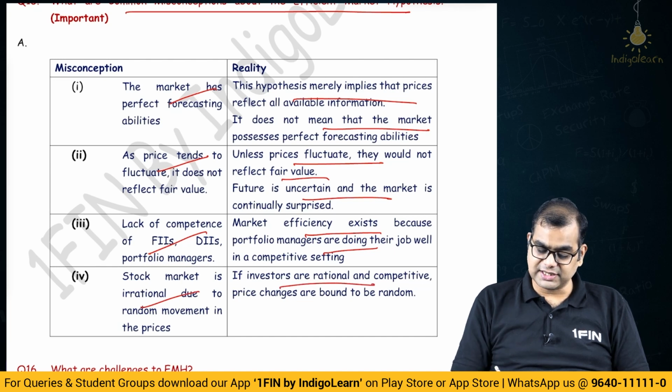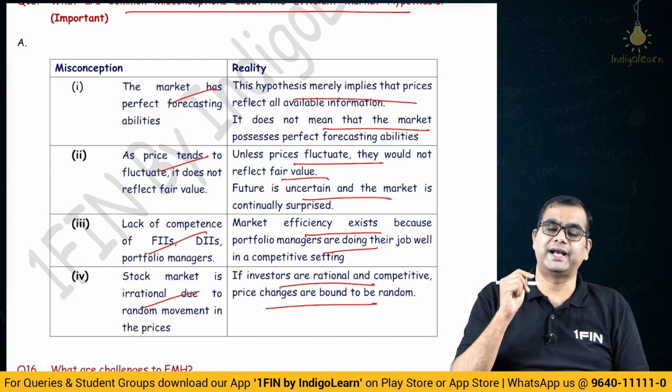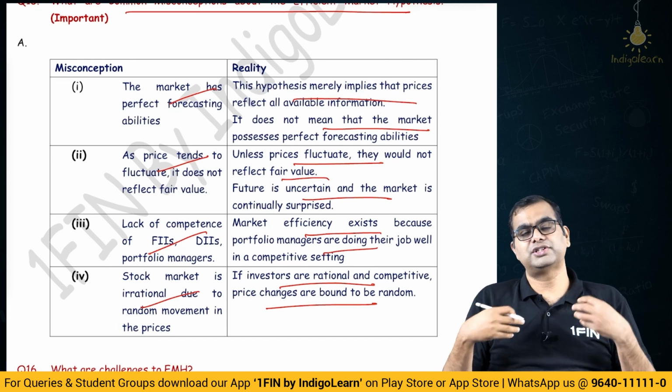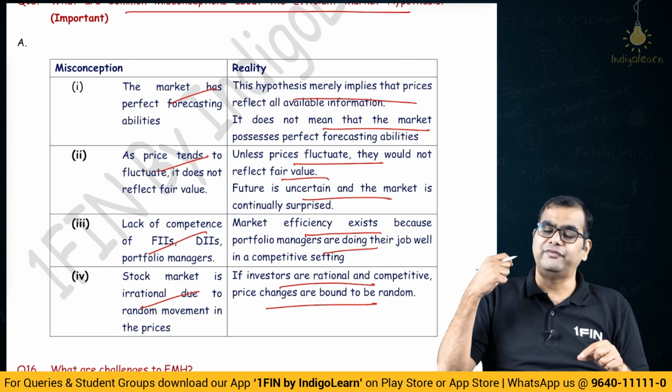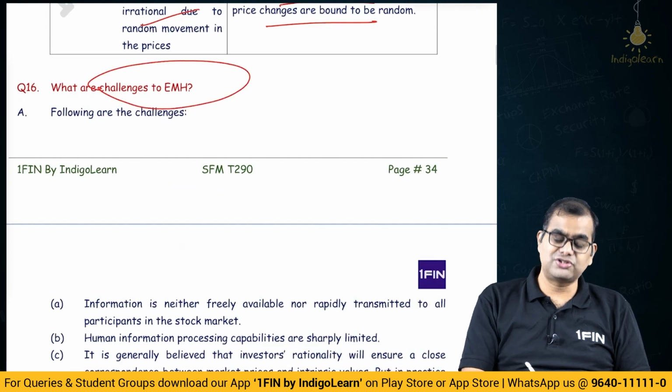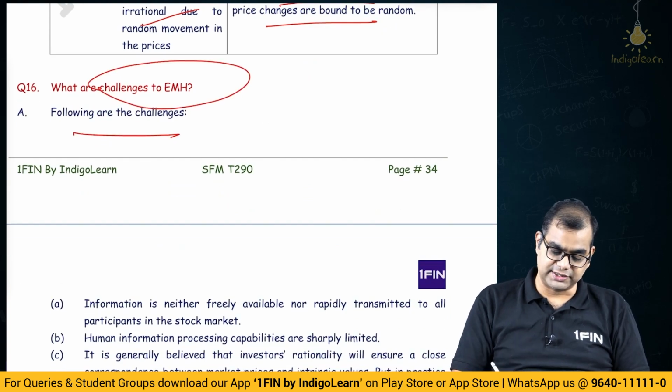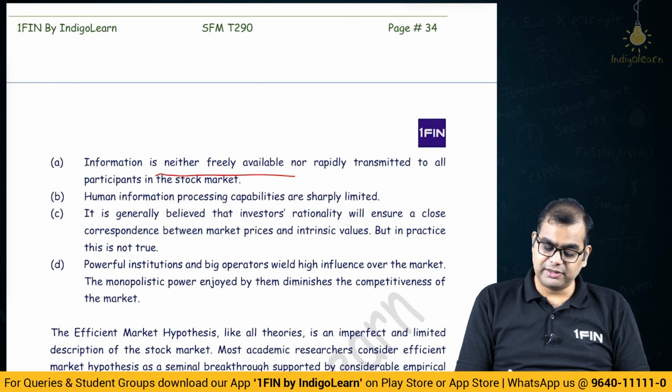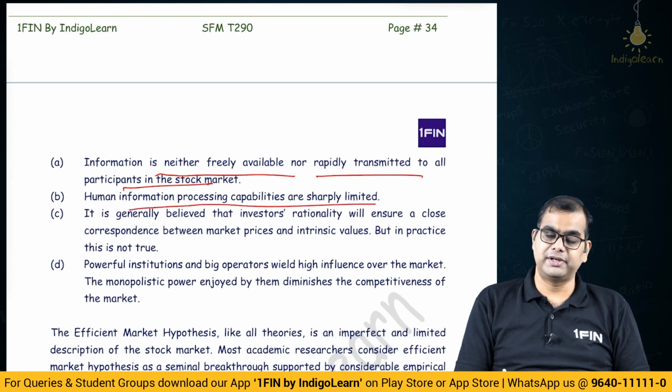No, if the investors are rational and competitive, price changes are bound to be random. If all of us take our own decisions based on some logic, then we will have a price, somebody else will have some other price. Okay. What are the challenges to this efficient market hypothesis? Following are the challenges. Information is neither freely available nor rapidly transmitted to all participants. Human information processing capabilities are limited.